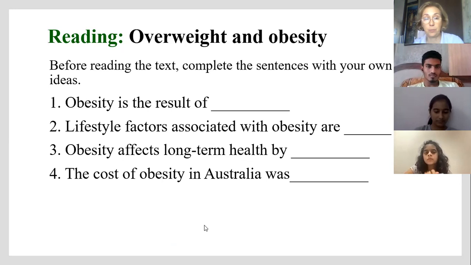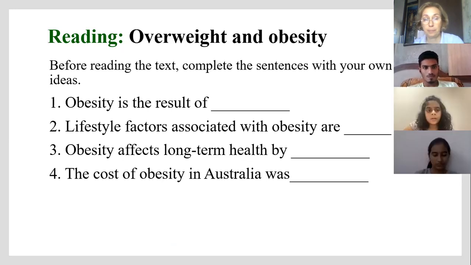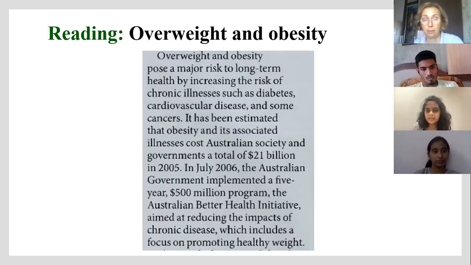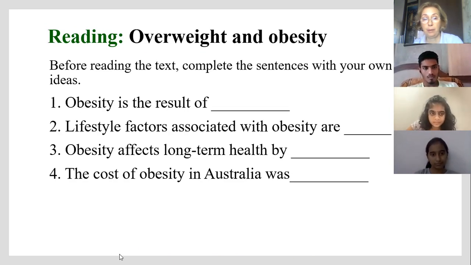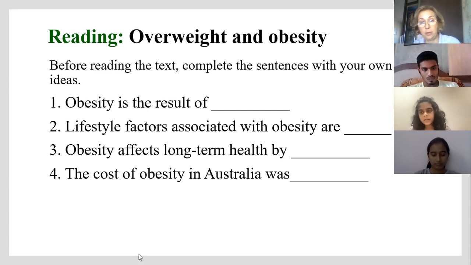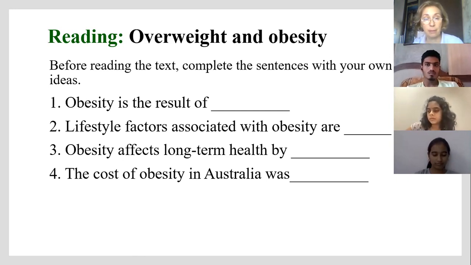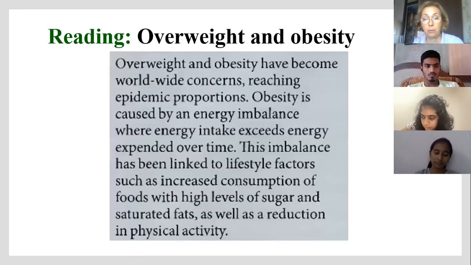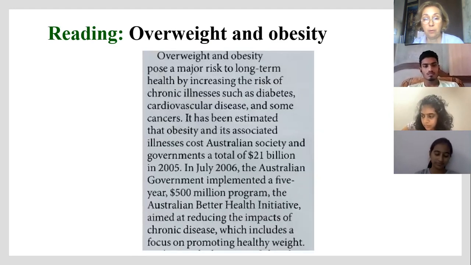Now, Hita, the next one. Yes, ma'am. Obesity affects long-term health by increasing the risk of diabetes, some cancers and cardiovascular disease. Exactly. Okay. And there is also information about the cost of obesity in Australia. Afnan, please. Yes, ma'am, 21 million, in 2005. Sorry, will you repeat, please? 21 million. Yes, you have a very good memory.